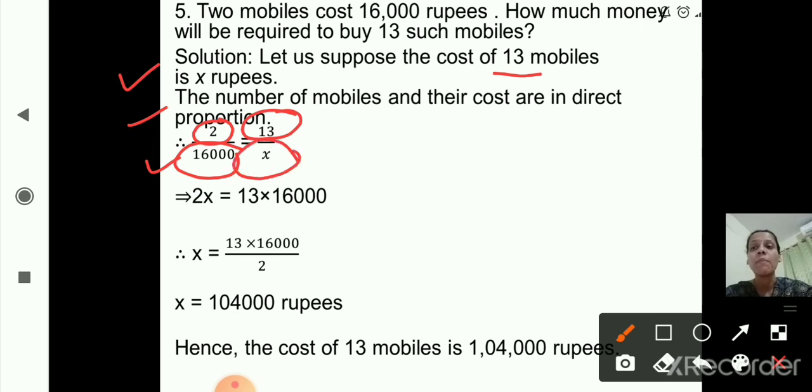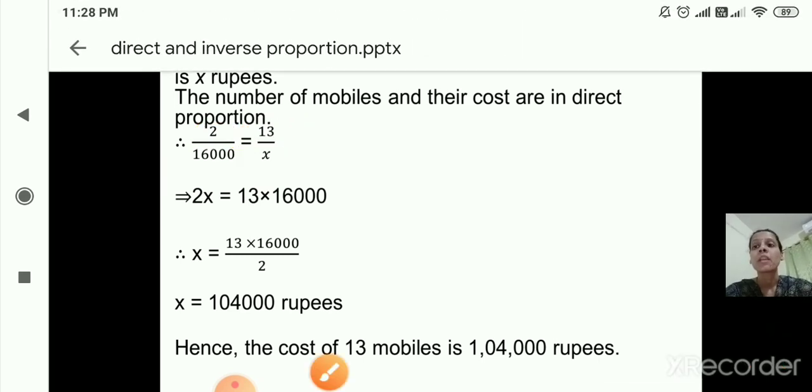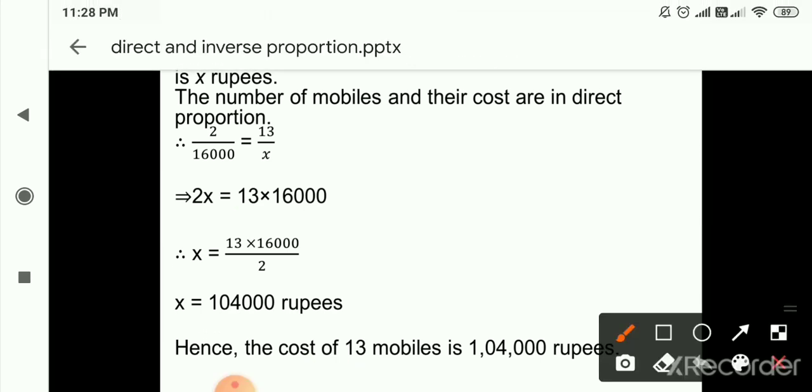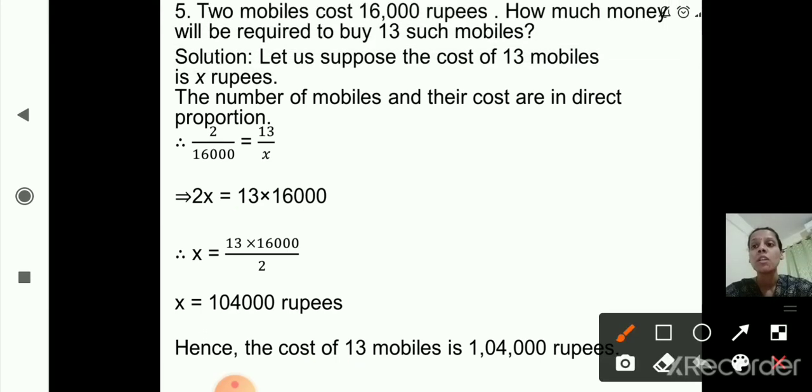Okay, so here we got 2 upon 16,000 is equal to 13 upon X. The number of mobiles and their cost are in direct proportion. So 2 upon 16,000 is equal to 13 upon X. Now do the cross multiplication. 2 multiplied by X is equal to 13 multiplied by 16,000.